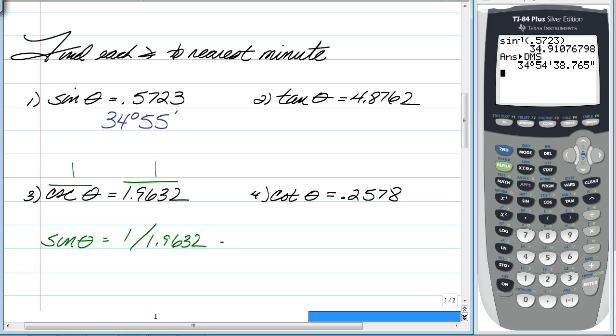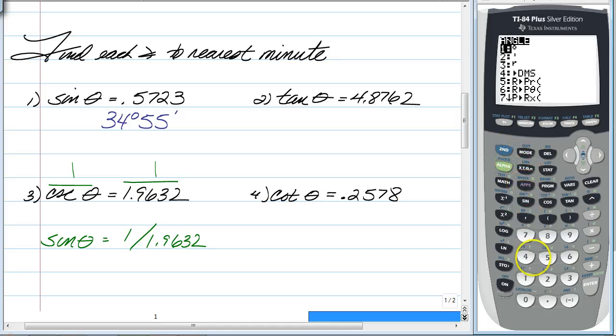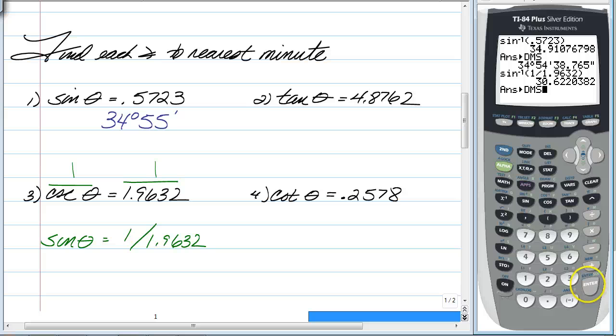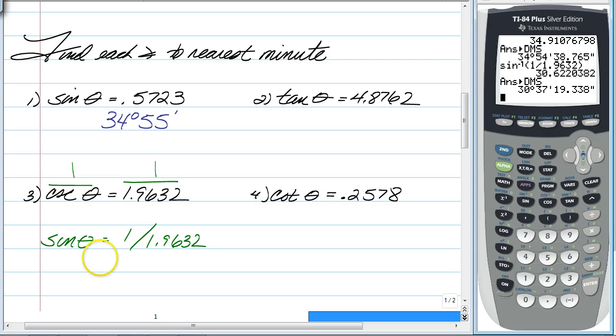So now to find theta, all you would have to do is second sine of 1 divided by 1.9632, and then you would get 30.6 yada yada yada. Second angle number 4 to change to degrees, minutes, and seconds, and you're going to end up with a final answer of 30 degrees and 37 minutes.